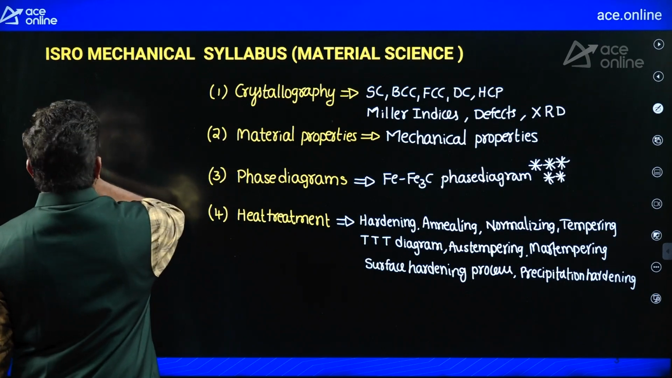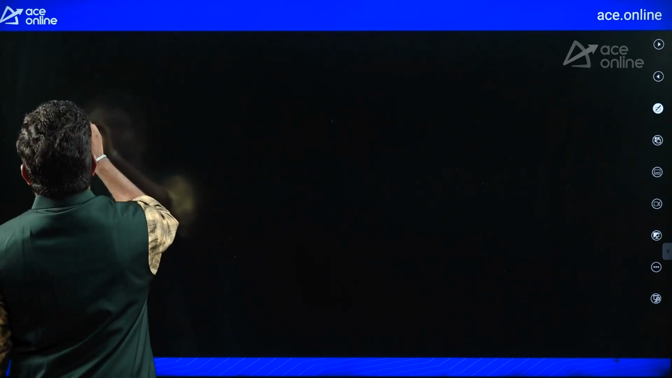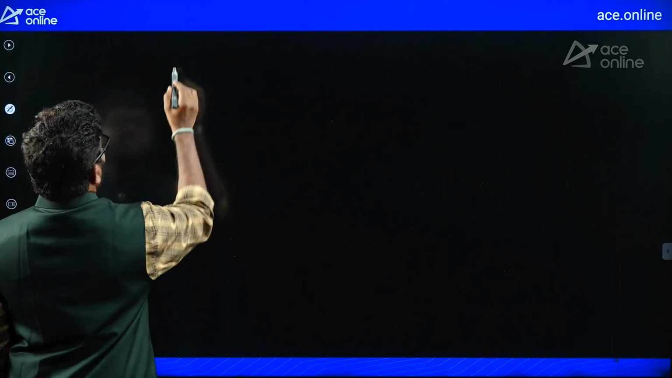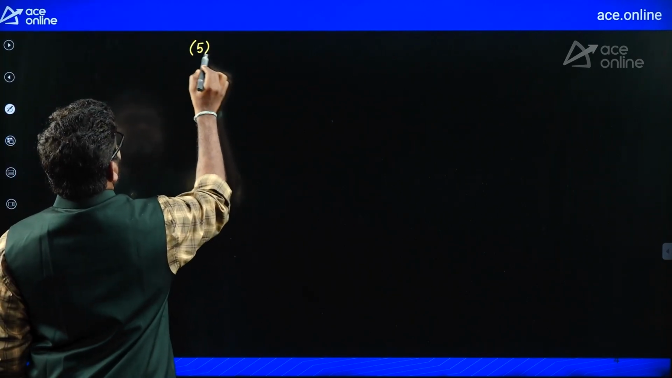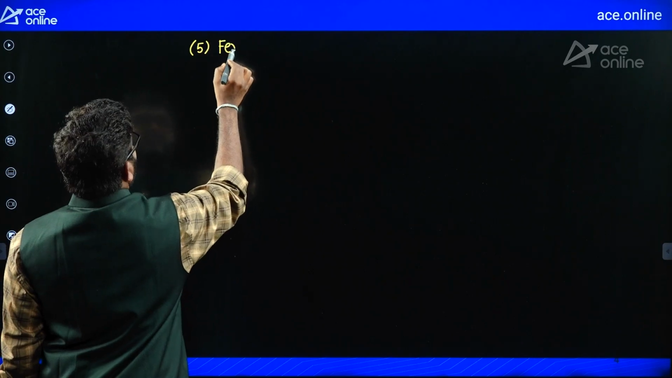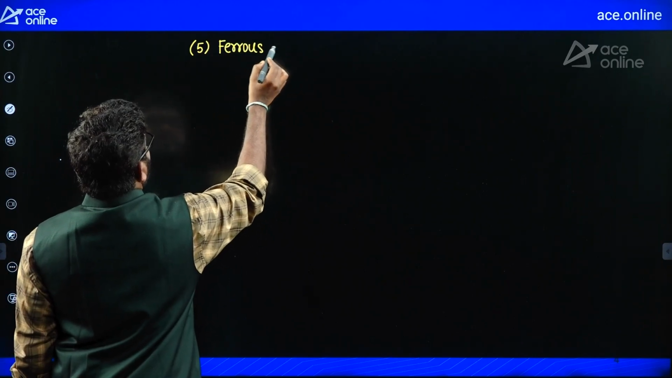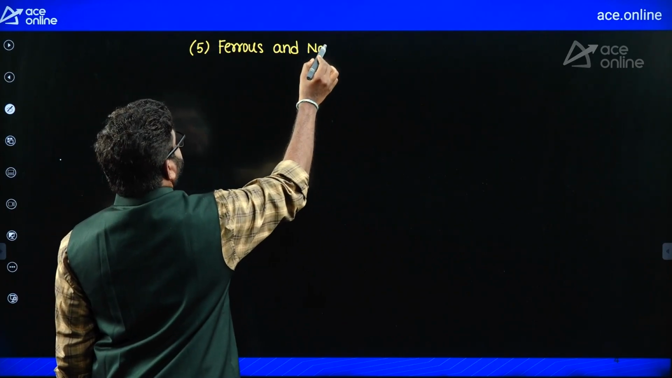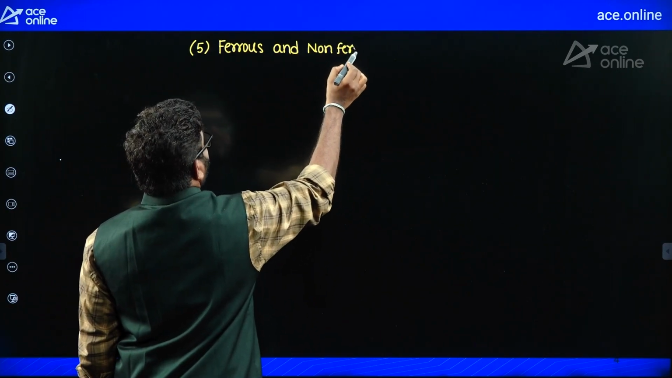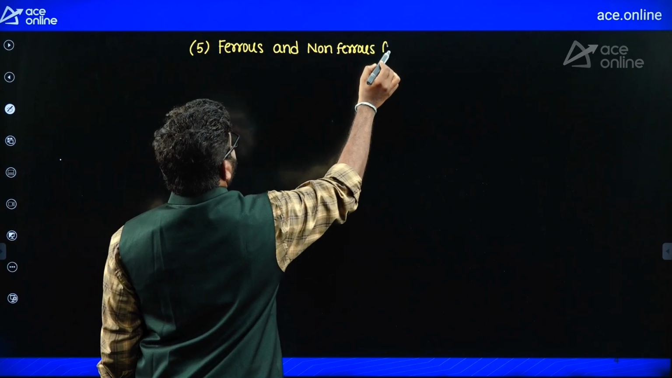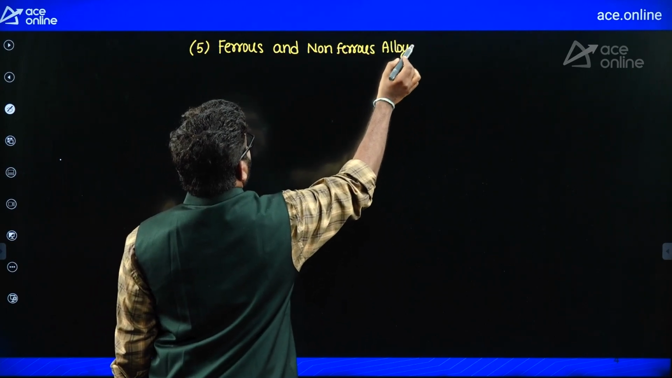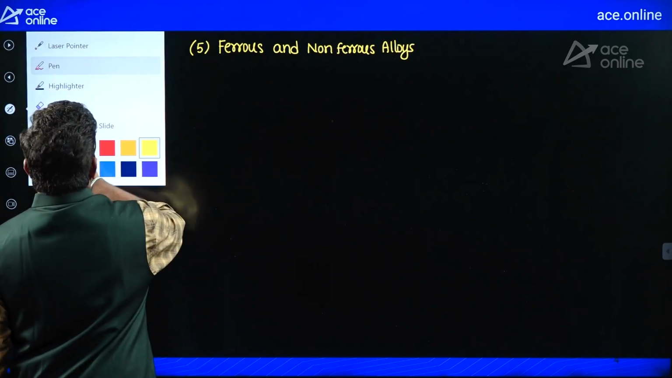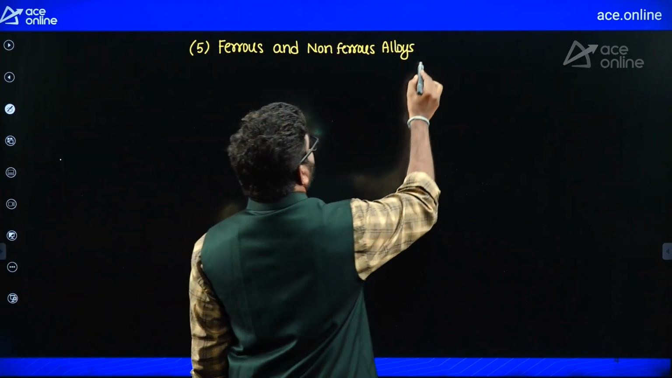Then the 5th one you can take, the ferrous and non-ferrous alloys. They'll ask you questions from the ferrous and non-ferrous alloys. So from the ferrous and non-ferrous alloys, what type of questions will they ask you?